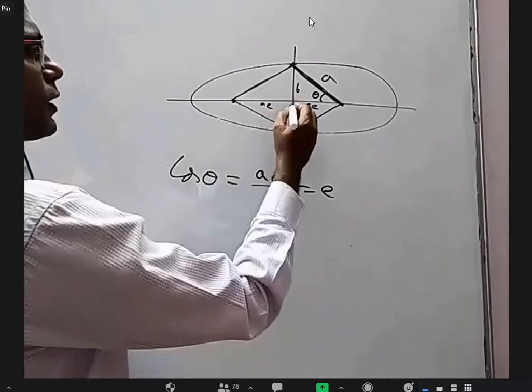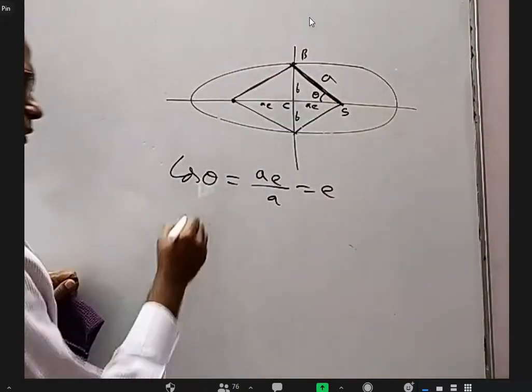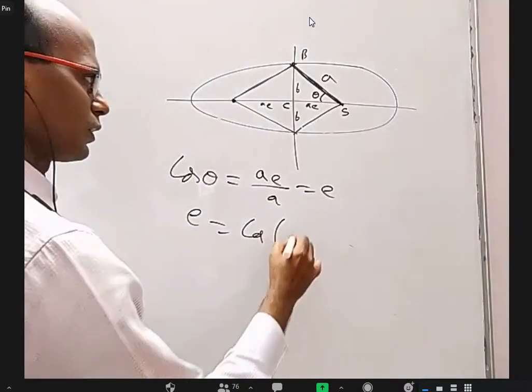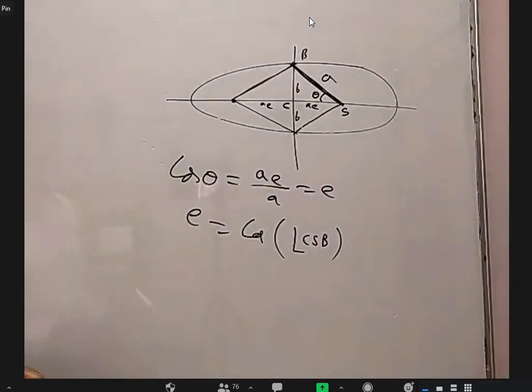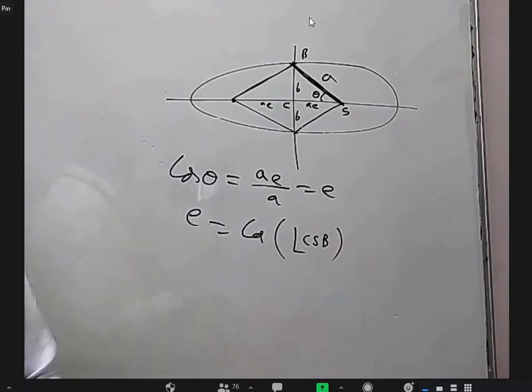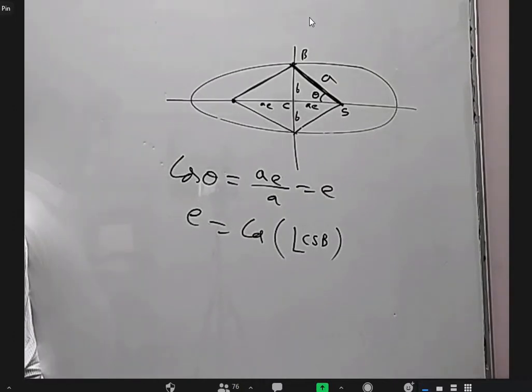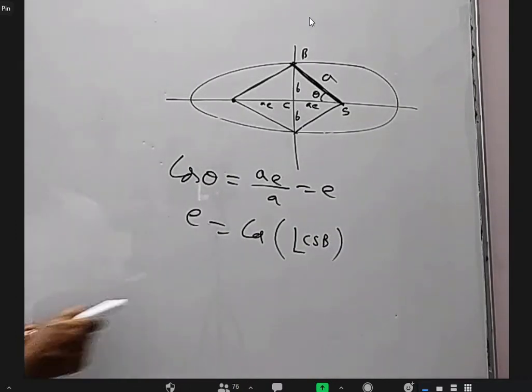If you want, I can give some names. This is center C, this is S, this is B. Eccentricity is cos of angle CSB. You can remember Subhagar sir, CSB. In the timetable it will be there, CSB. Yes, Chemistry Subhagar sir. By using your name, there is a formula, we remember it.